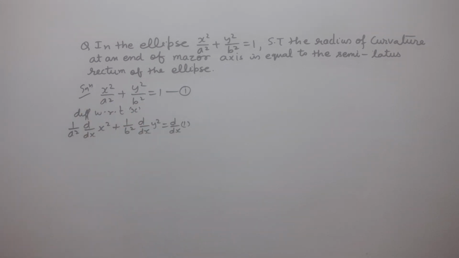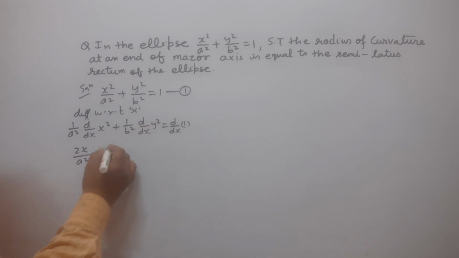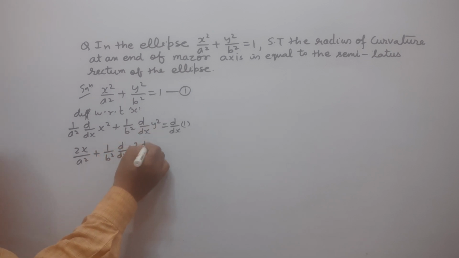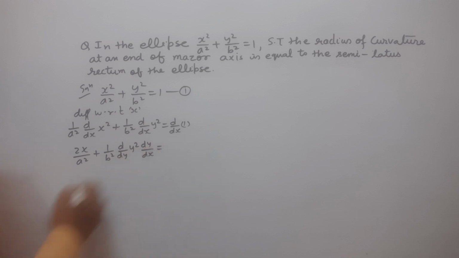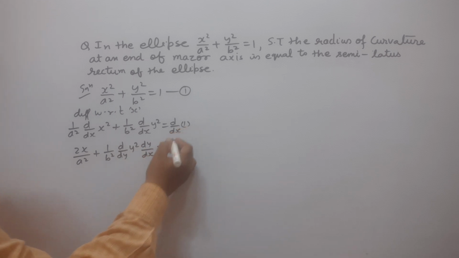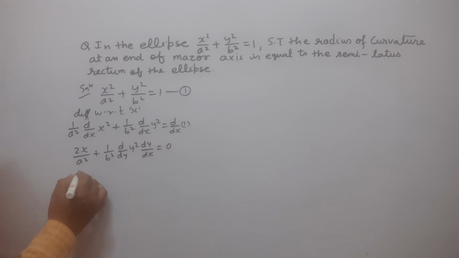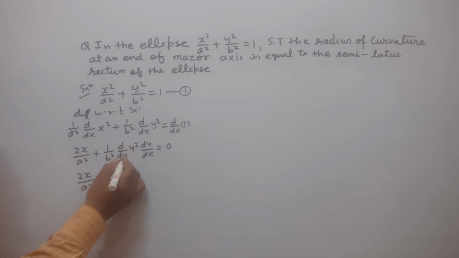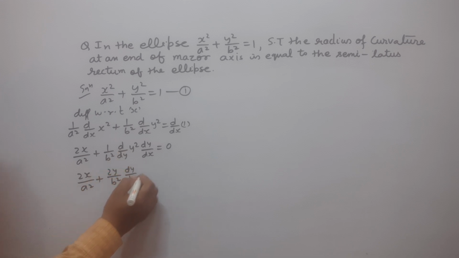We know that the differentiation of x square with respect to x is 2x upon a square, and the differentiation of y square with respect to x can be written as d by dy of y square into dy by dx, and the differentiation of 1 with respect to x is 0. So this is 2x upon a square plus the differentiation of y square with respect to y, which is 2y upon b square dy by dx, is equal to 0.